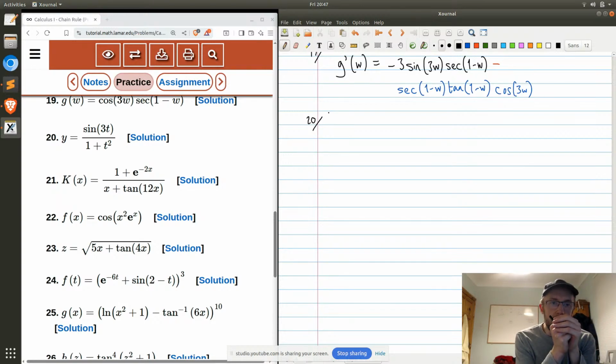Here we have a quotient. y equals sine of 3t all over 1 add t squared. So dy by dt for differentiation. And what's the quotient rule? f prime g minus fg prime all over g squared. So you have to be careful. Differentiate that. 3 cosine of 3t.